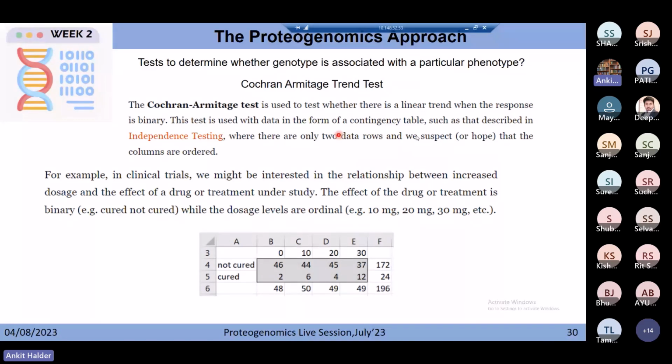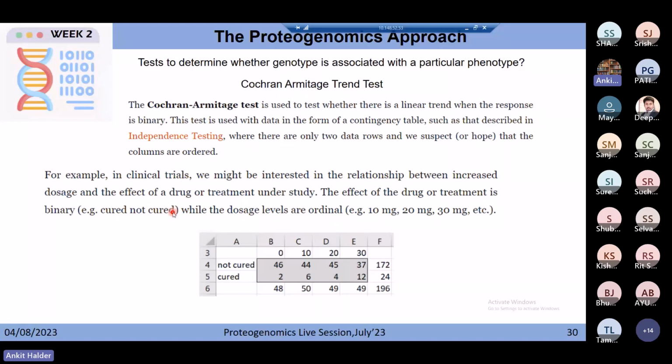So this is also independent testing, not cured or cured. This is one example, between increased dosage and the effect of the drug or the treatment. So here you need to understand that the dosage levels are ordinal.